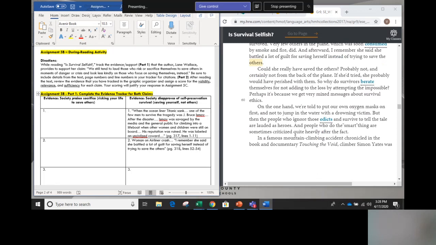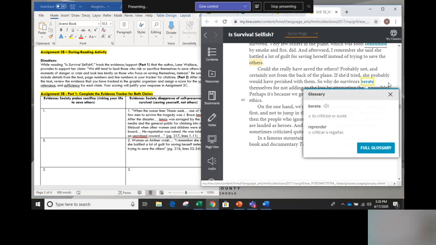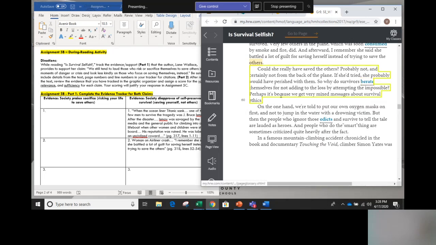Okay, let's continue. Could she really have saved the others? Probably not, and certainly not from the back of the plane. If she'd tried, she probably would have perished with them. So why do survivors berate themselves for not adding to the loss by attempting the impossible? Berate means to criticize or scold themselves.